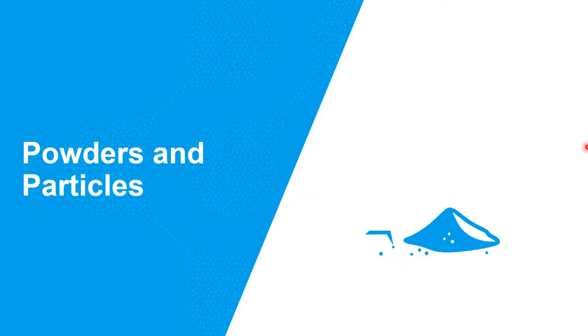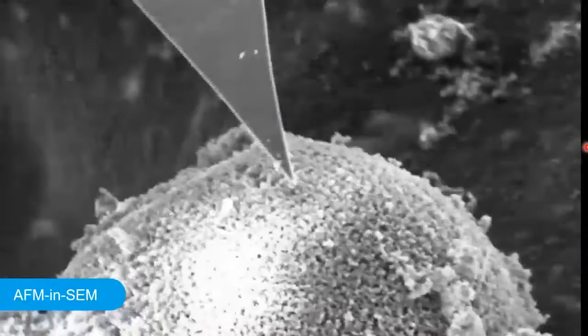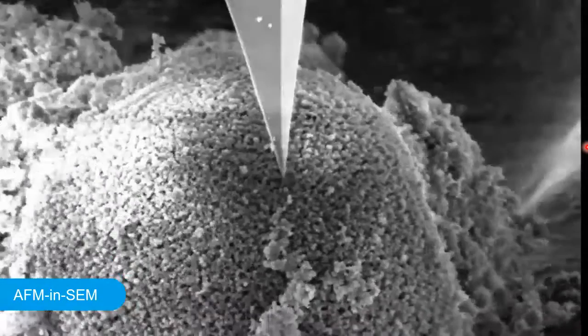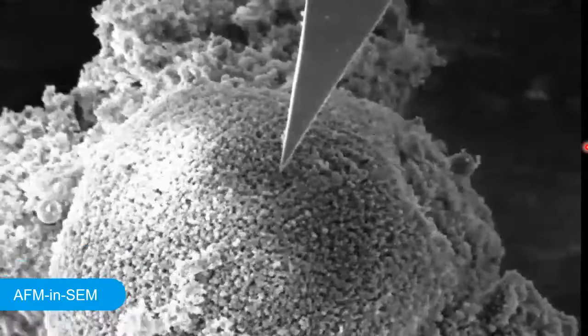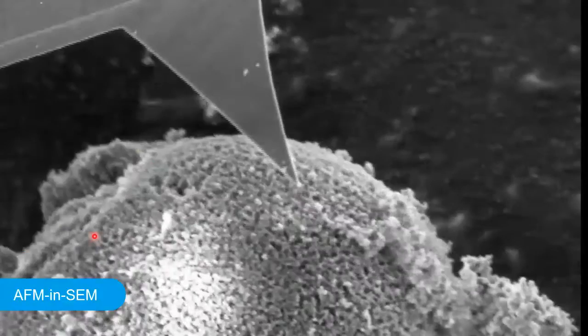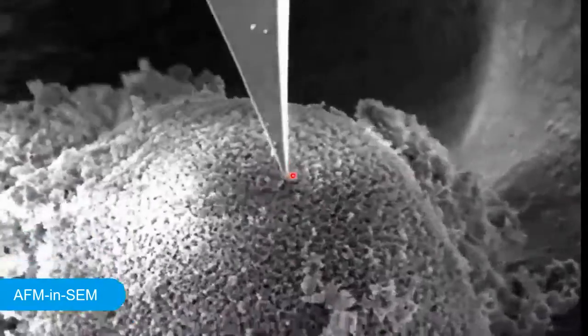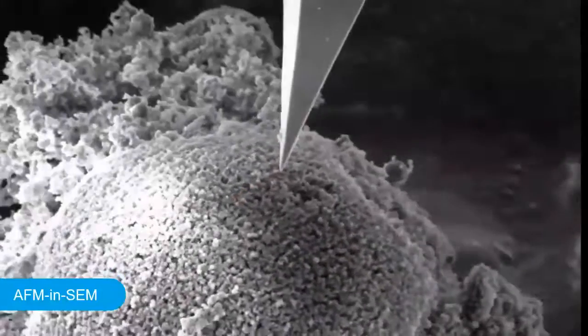Let's have a look at powders and particles. Here I have a short recording of how it can look when we measure the topography of the particle or other properties. So we see the particle here and the very sharp tip on top of it.